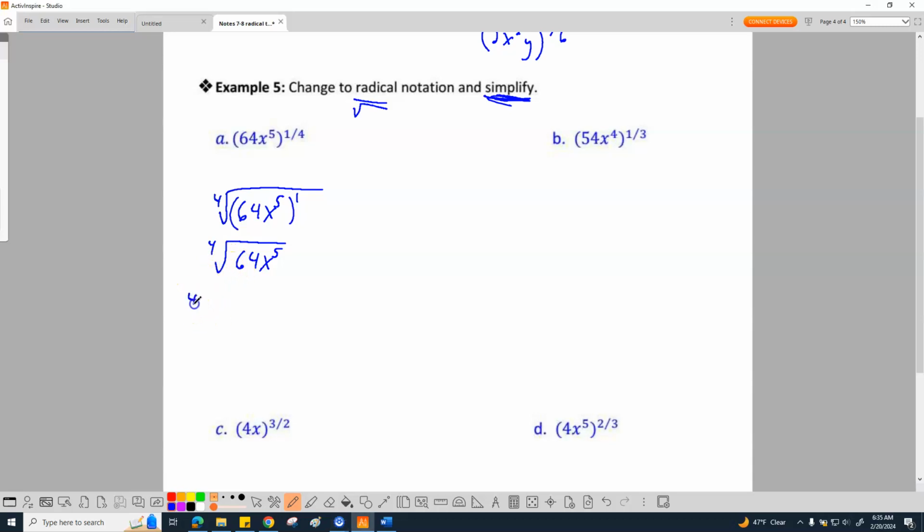So I'm going to take the 4th root of 16 times the 4th root of 4 times the 4th root of x to the 4th times the 4th root of x to the 1. Now, we've done this many times. Y'all are still struggling on this. I understand. Now's the time to master this.